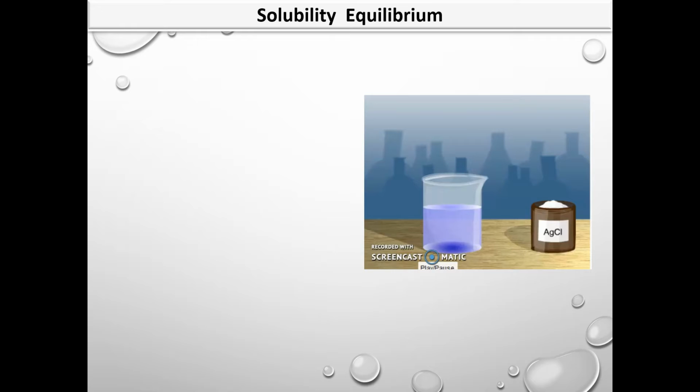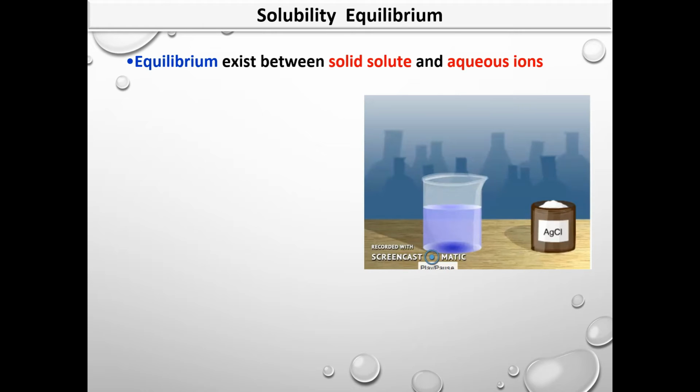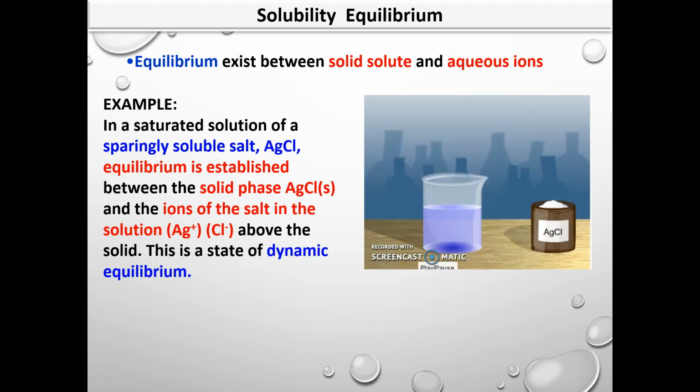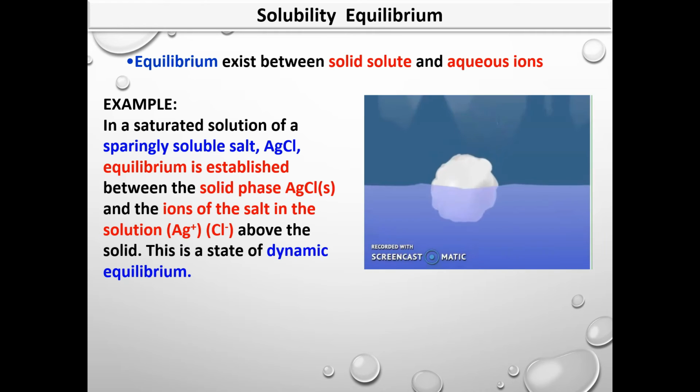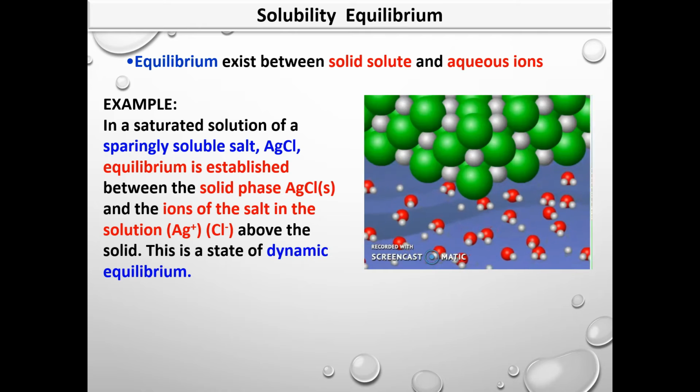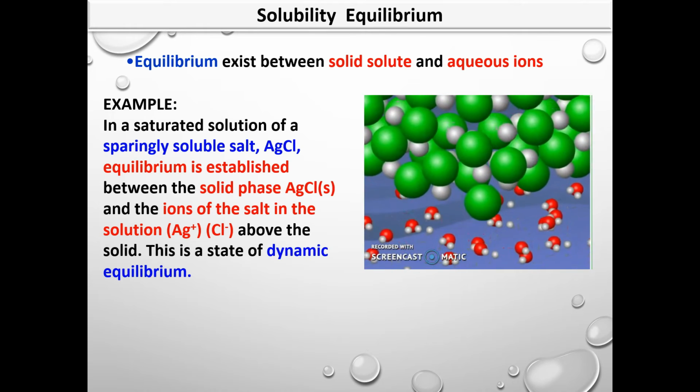As we have been familiarized with salts which are soluble and insoluble, let us take a closer look at what happens in a sparingly soluble or insoluble salt like silver chloride. There is an equilibrium that exists between the solid solute and aqueous ions. In a saturated solution of a sparingly soluble salt silver chloride, equilibrium is established between the solid phase and the ions of the salt in the solution above the solid.